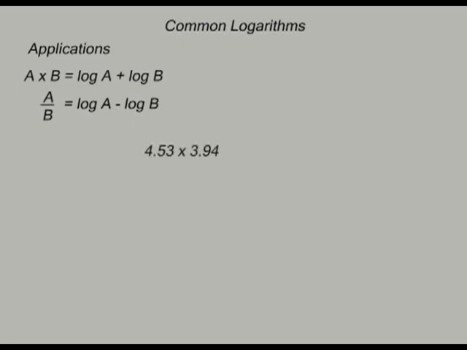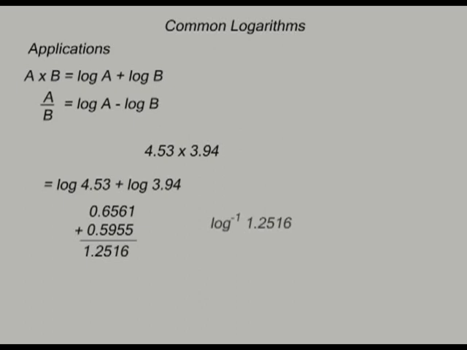For example, 4.53 times 3.94. This is equal to the log of 4.53 plus the log of 3.94. From the tables, log 4.53 is equal to 0.6561, and the log of 3.94 is equal to 0.5955. When we add the two logs, we get 1.2516. Finally, to get the real numbers, we find the antilog of this answer, and so log inverse of 1.2516. We have 1, so we start with 10 raised to power 1, and then the antilog of 0.2516. And so our answer is 1.782 times 10 raised to power 1, or 17.82.